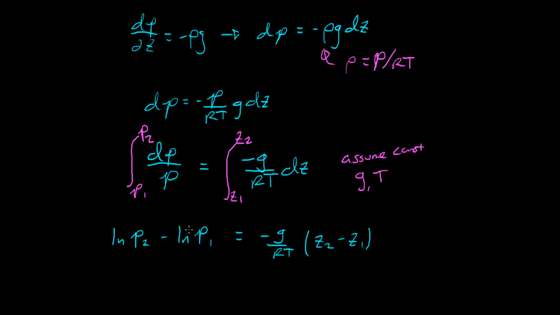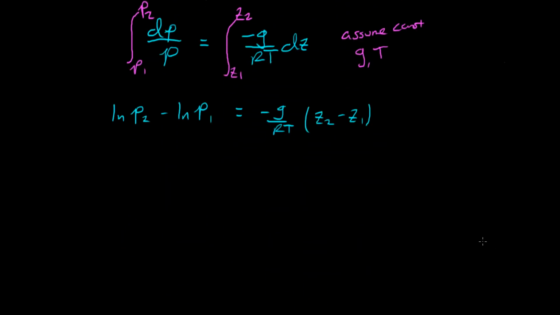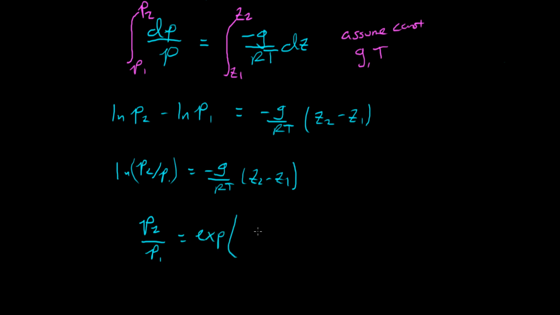Remember that for natural logs, the difference of two natural logs is the same as dividing them inside, and so we can write the natural log of p2 over p1 is equal to minus g over RT times z2 minus z1. Or we could take the exponential of both sides of this to get this in terms of just p2 over p1 equals exponential of minus g over RT times z2 minus z1.